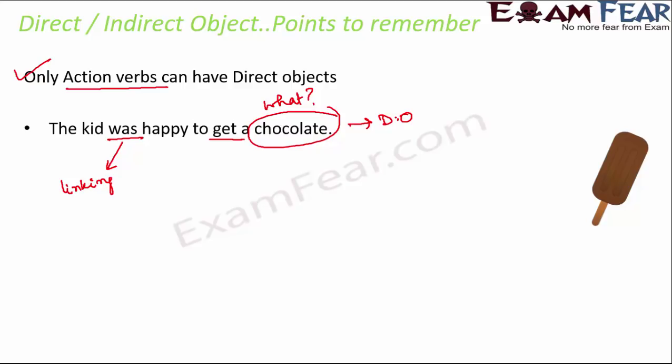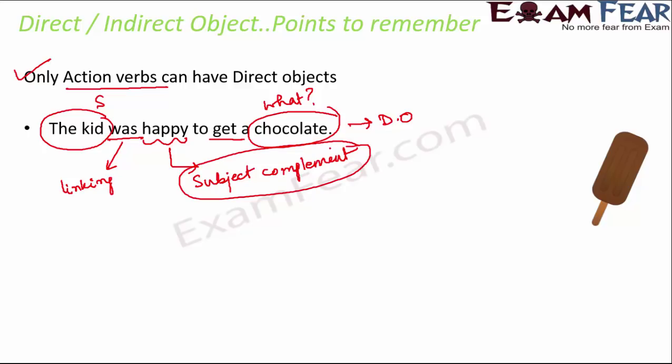Now the second question is, if that is the case, what is happy? What is the role of the word happy in this sentence? Because you mean to say that the kid here is the subject, chocolate is the object. Then what about happy? Happy in this case is the subject complement. Now again, you must be asking, what is subject complement? A subject complement is a word that follows a linking verb and it completes the subject by describing it. So a subject complement always describes the subject. It adds more meaning to the subject.